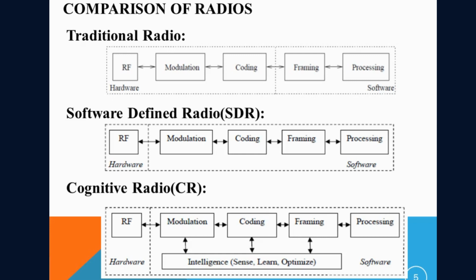But it includes an intelligent algorithm incorporated in it, which can sense, learn and optimize the changes according to the environment. This is said to be the greatest advantage of cognitive radio. We can understand here that traditional radio is not future proof, while the other two are future proof.